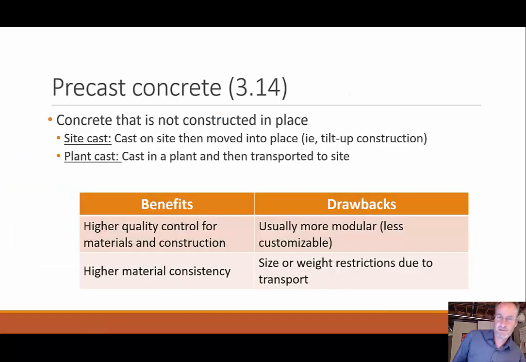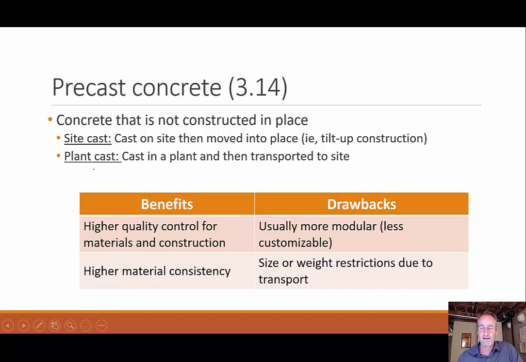All right, so moving on to somewhat of a different topic, this idea of precast concrete. Everything we talked about up to this point had us building forms, pouring the concrete into the forms, letting it set, removing the forms. With precast concrete, it's actually cast away from where it's ultimately going to be. There are two ways you can do that. One is site cast, so it's still on the same site as the construction, but not in the same place. It's cast on the ground and then tipped up into place, most commonly for a tilt-up wall. Or plant cast, so cast in some plant far away and then shipped out to the site.